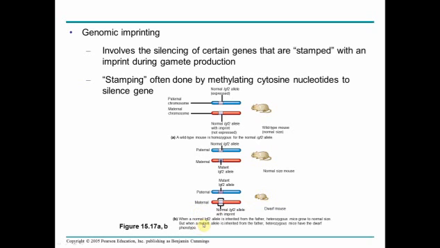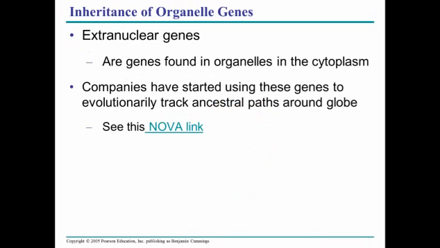So when the IGF2 gene or allele is inherited from dad, the heterozygous mouse grows to normal size because it still carries the dominant allele. But when a mutant allele is inherited from the father, now the heterozygous mouse has a dwarf phenotype. So this is called stamping or genomic imprinting. It has to do with epigenetics in part.